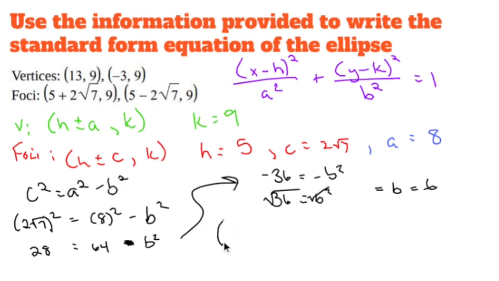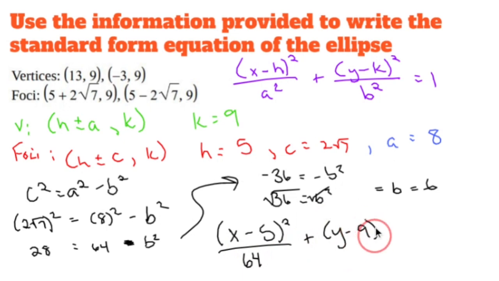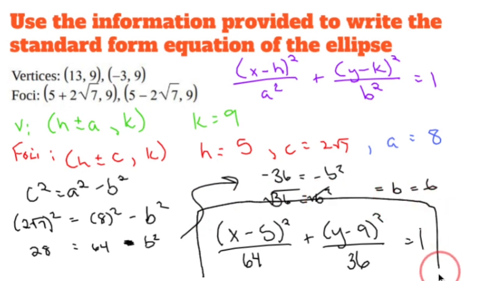So now I have everything that I need to plug this in. Do I have any negatives that I have to deal with? No. So (x minus h) is x minus 5, squared, over a squared, which is 64, plus (y minus k) is y minus 9, squared, over b squared, which is 36, equals 1. And that is my ellipse, total ellipse of the heart.